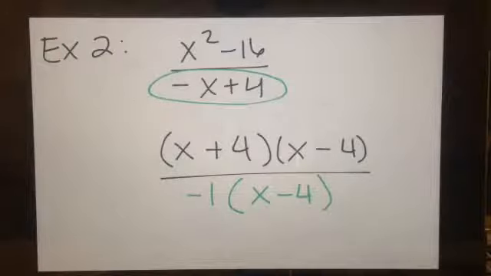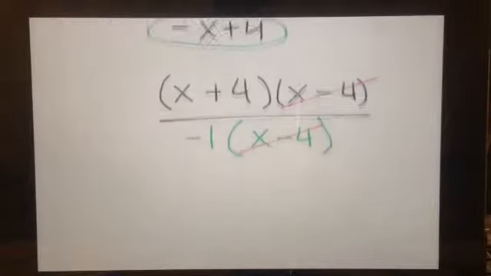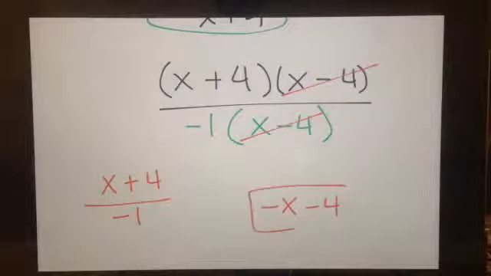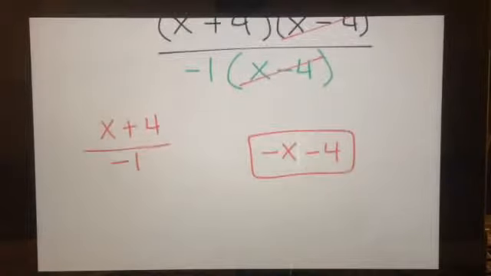All right, now here you can see that the x minus 4 and the x minus 4, that set of parentheses are exactly the same, so they cancel out. So for my final answer, I have x plus 4 divided by negative 1. And I don't need to leave that as a fraction because I really can multiply something like that by negative 1 pretty easily. So x divided by negative 1 is negative x, 4 divided by negative 1 is negative 4, and that is my final answer.